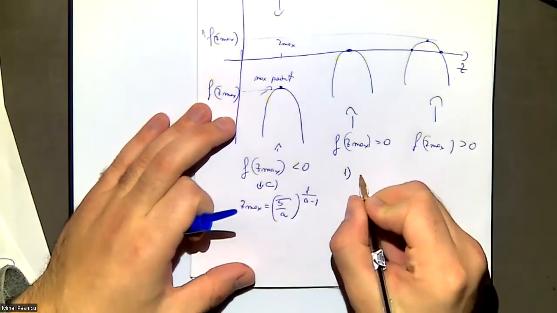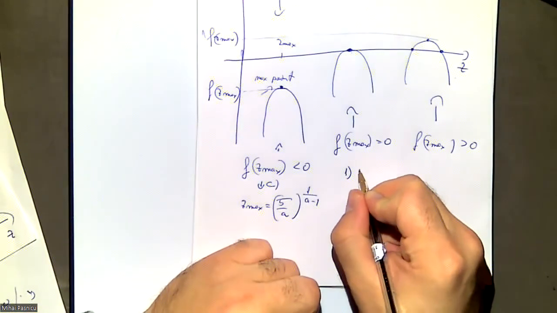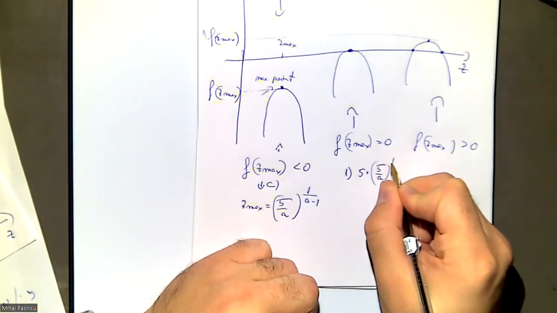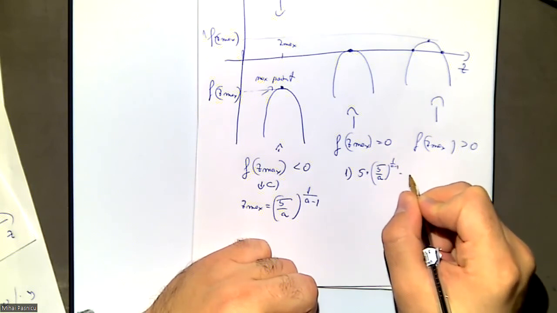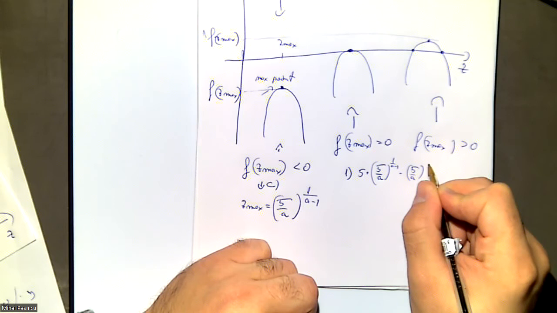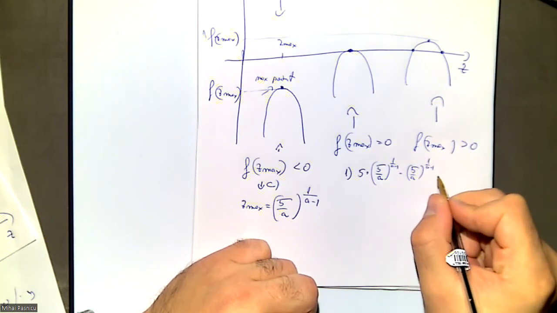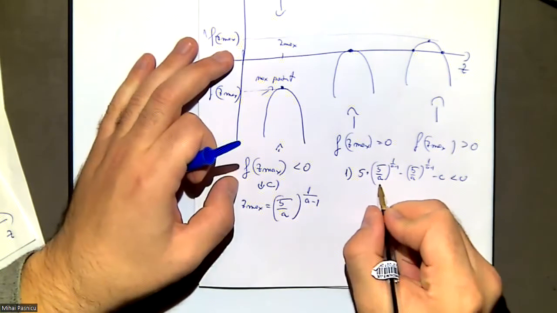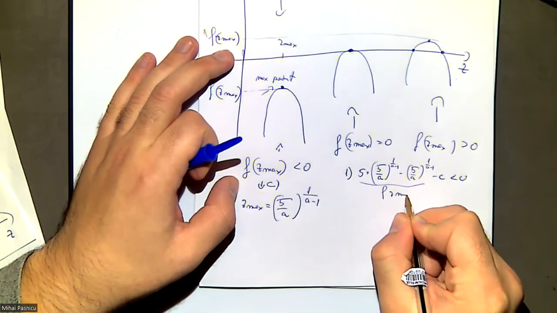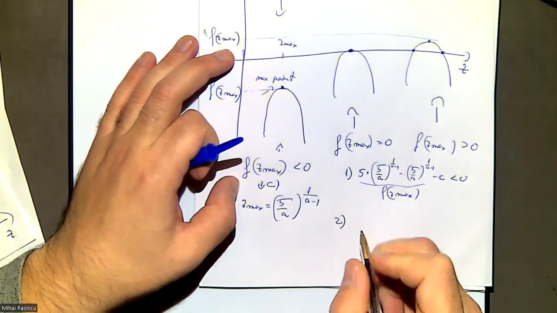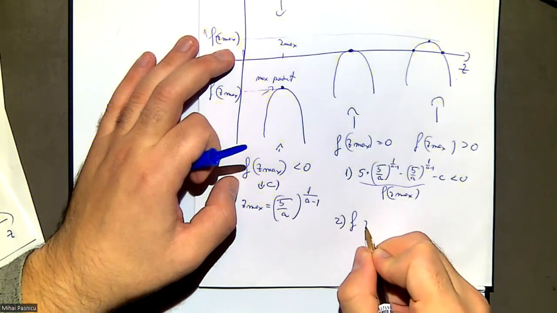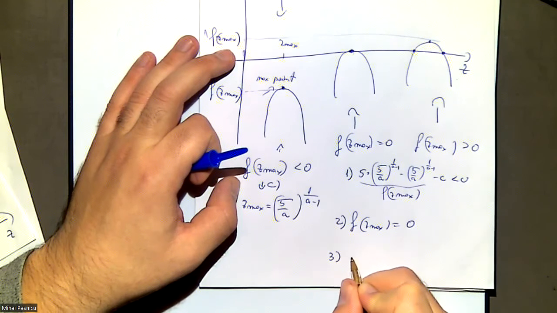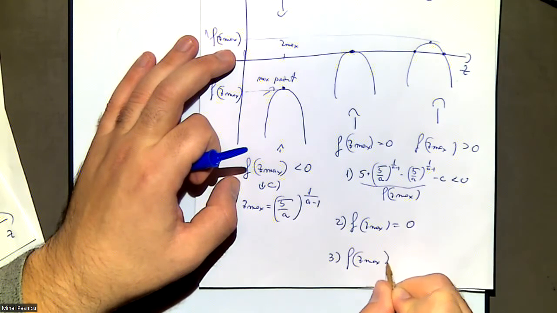Case 1, where I don't know, just 5 times 5a, you just plug it in, 1a minus 1 minus 5 over a 1a minus 1 minus c is smaller than 0. This is my case 1. Obviously, this is f of z max. I don't know how to write it. It both works. But again, case 2, f of z max is equal to 0. You just plug it in. And case 3, f of z max is greater than 0.